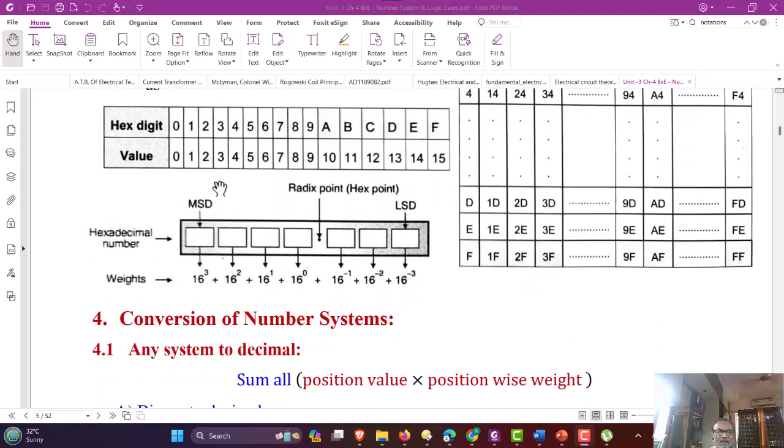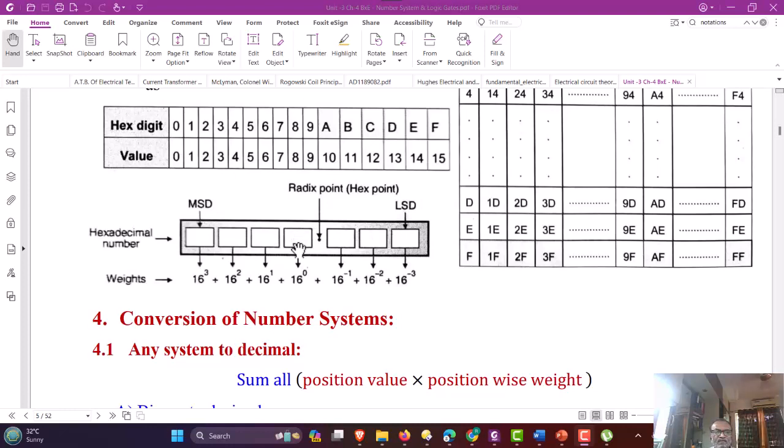A typical number system is now shown by the same diagram again. The radix point is now called the hex point. The left side of the hex point is the integer portion and the right side of the hex point is the fractional part. The leftmost digit is called MSD, most significant digit, and the rightmost digit is called the least significant digit.